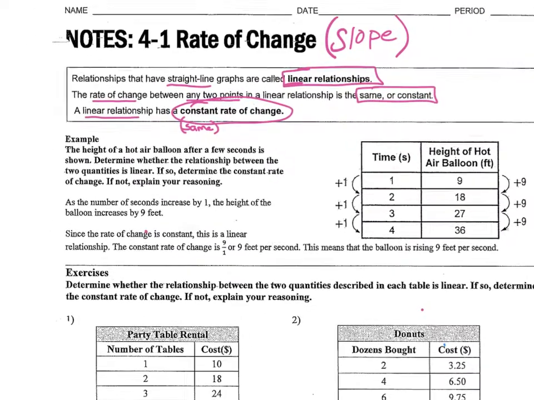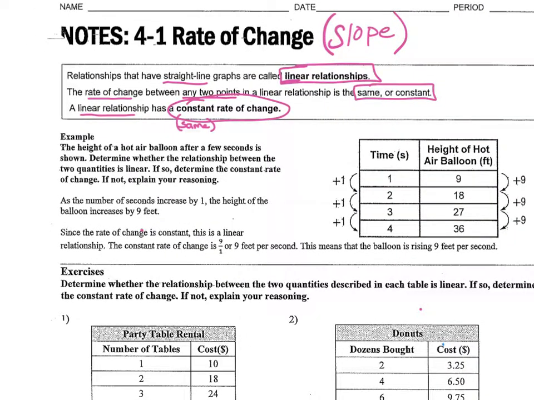So example 1, the height of a hot air balloon after a few seconds is shown. Determine whether the relationship between the two quantities is linear. So that's our first step. We want to see, is it linear? If I were to plot these points as if they were coordinate pairs, if I were to plot them on a graph, would it make a straight line? And if so, determine the constant rate of change. If not, explain your reasoning.